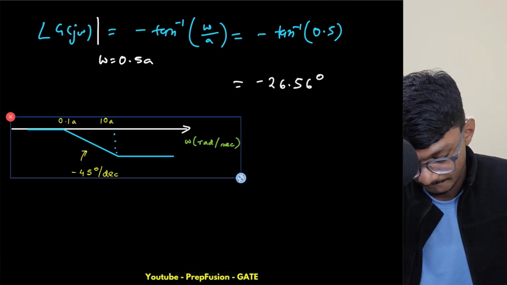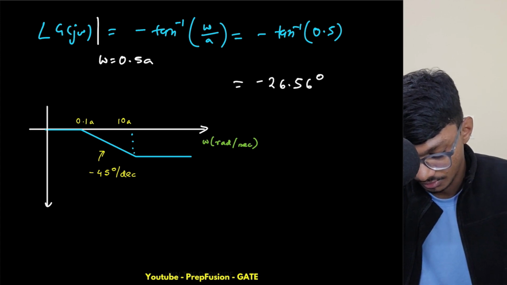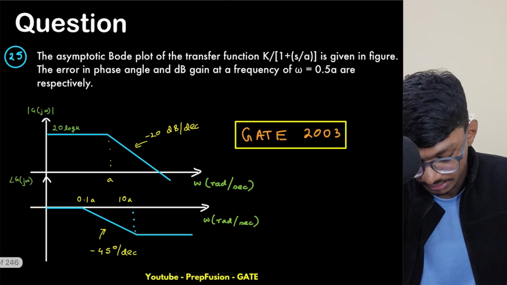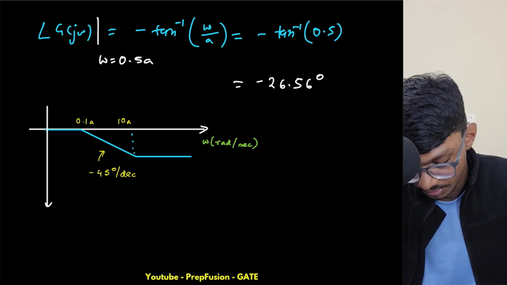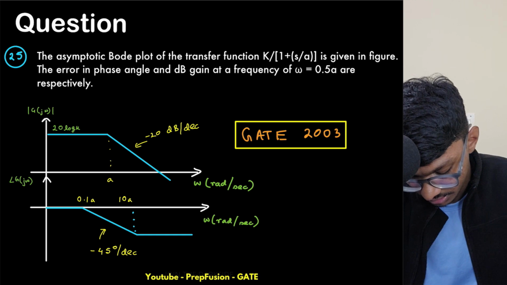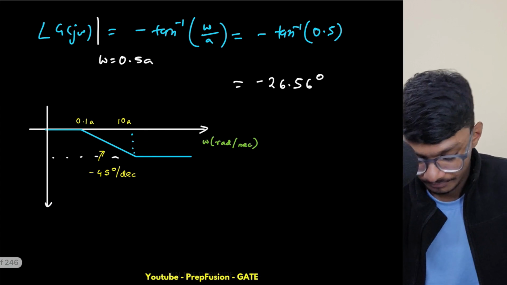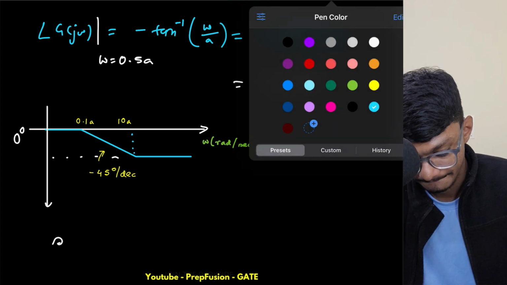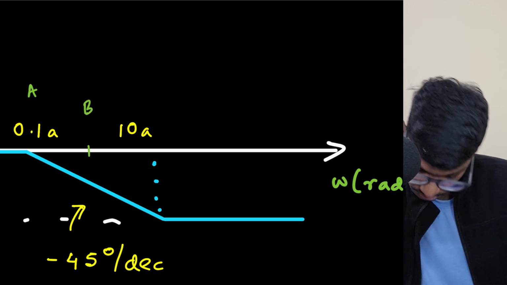In the log scale, what will happen? This is minus 90 because it is going over 2 decades, but we don't care about that. We know this is 0 degrees. They haven't mentioned it, but they should. This is important. So now with 0 degrees, you simply use the slope formula. Let me mark a few points here. This is A and this is B.